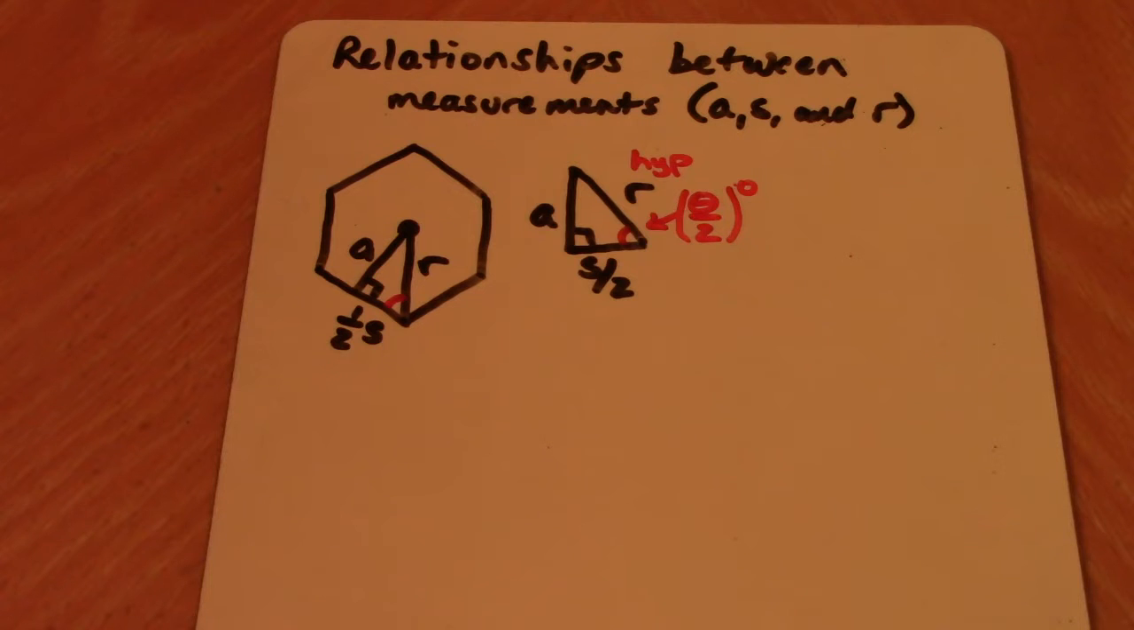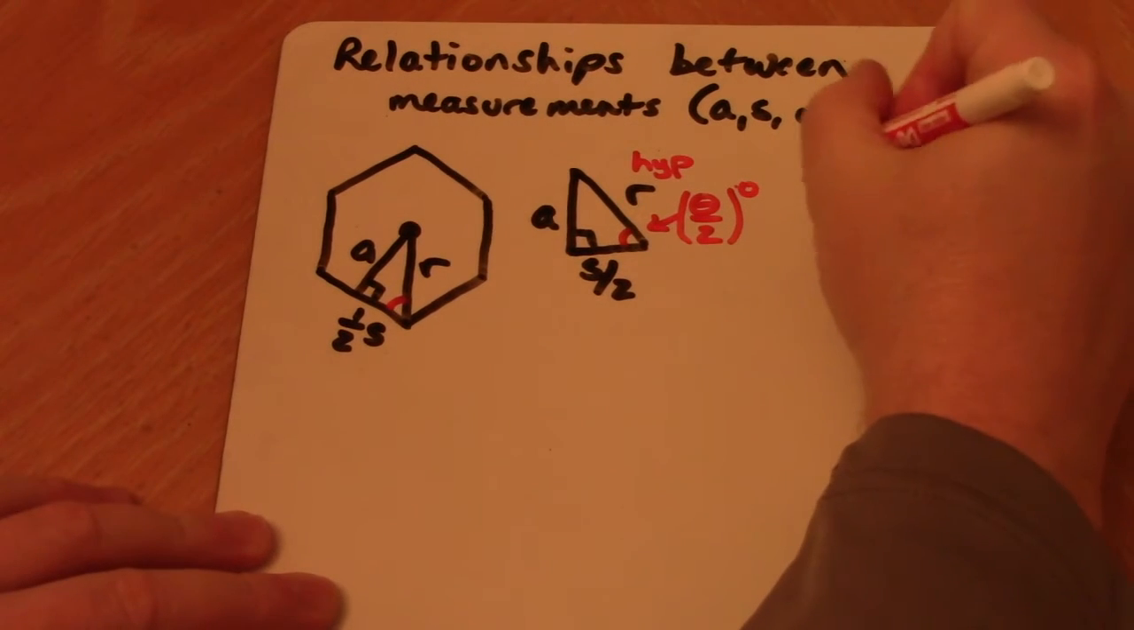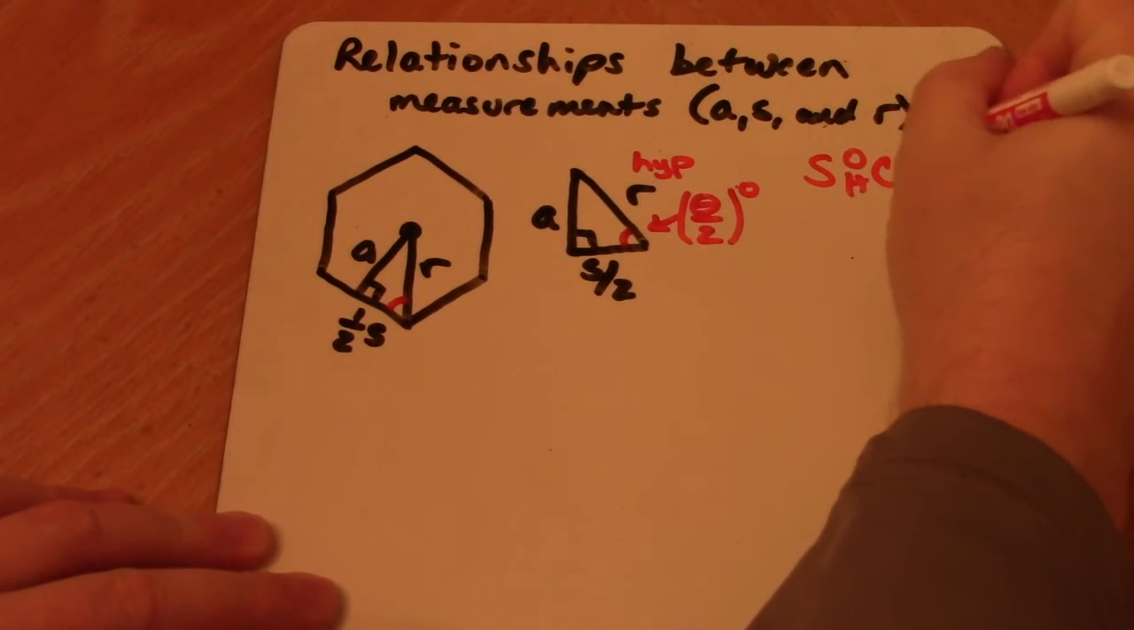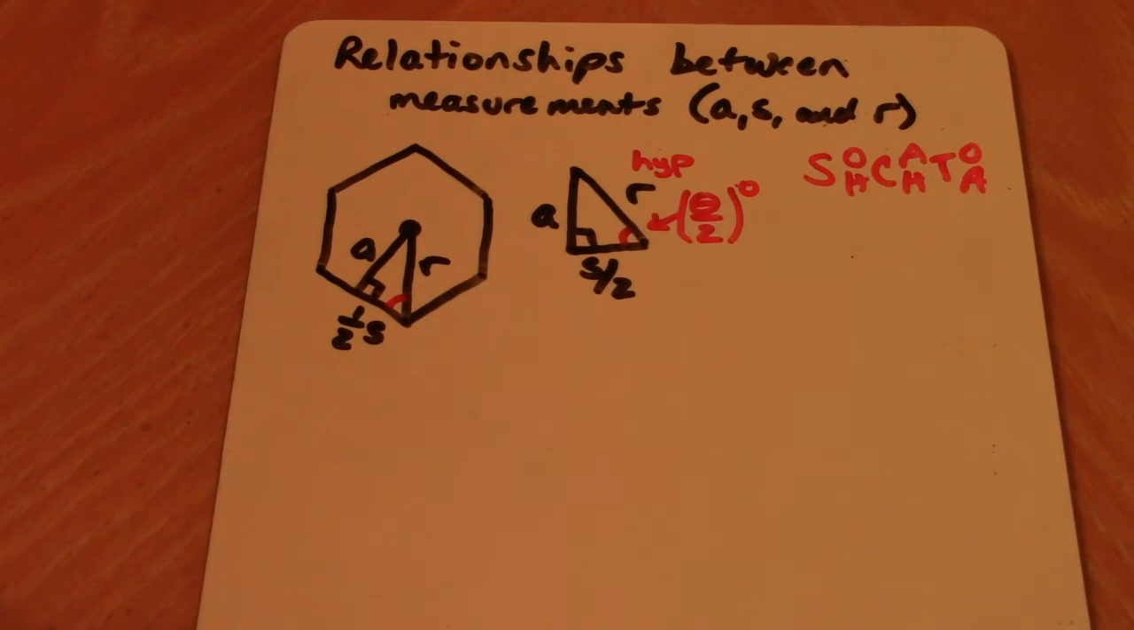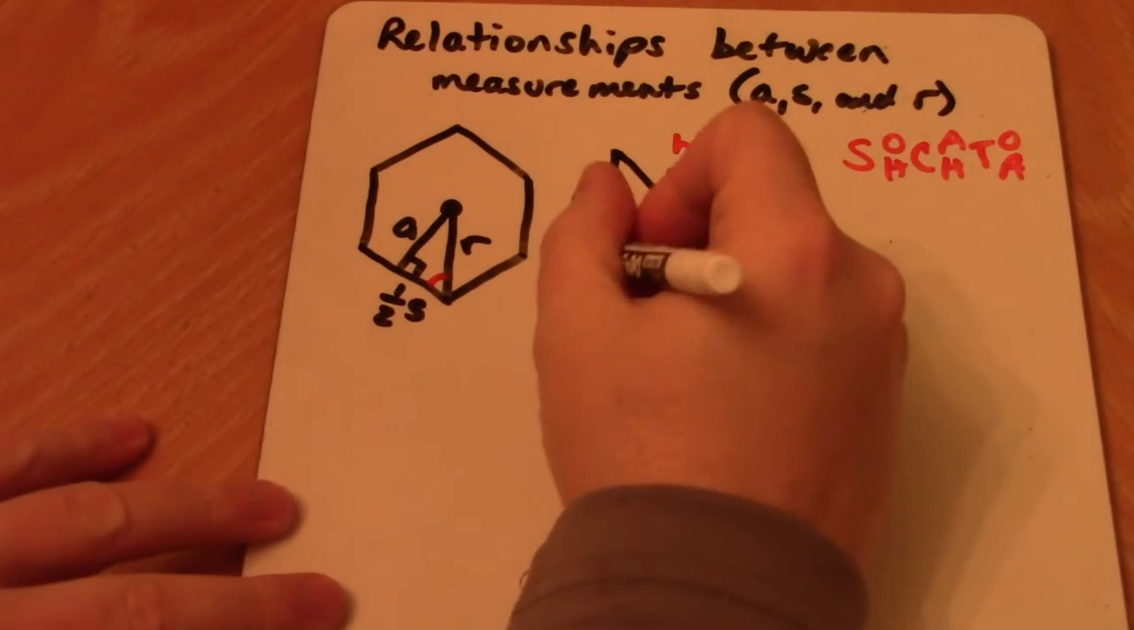Now what that allows us to do is use SOHCAHTOA to draw up a relationship between any two sides of this triangle. In other words, we can relate any two of those three sides. A, R, and S can be related to each other. So what we do is we start off by saying, okay, let's say that we want to relate S to R.